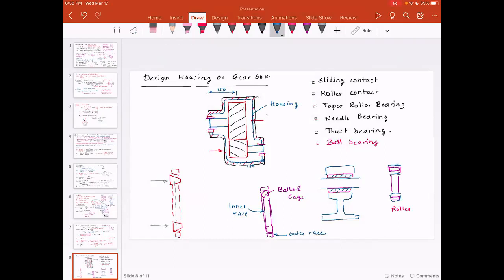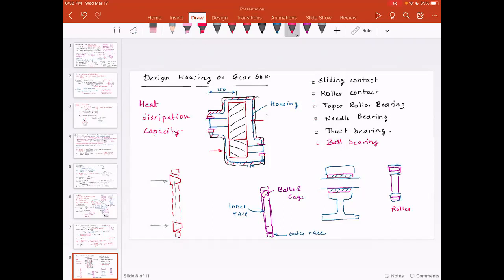So the only calculation that could be performed, but not really required, is the heat dissipation capacity of the housing.